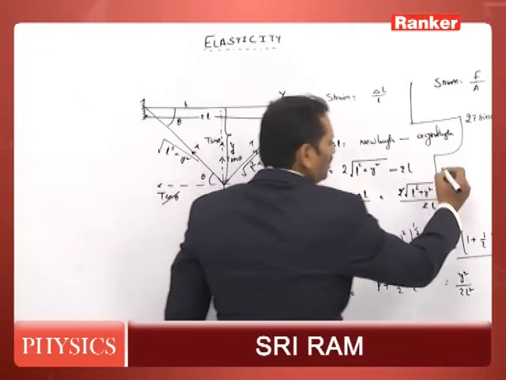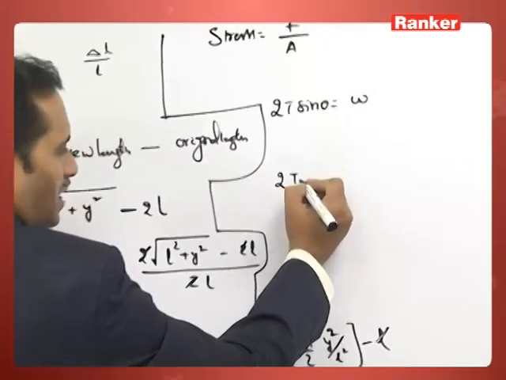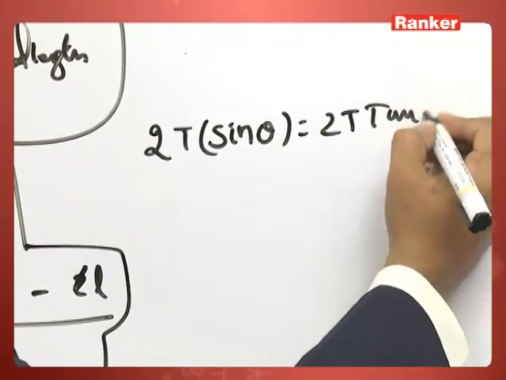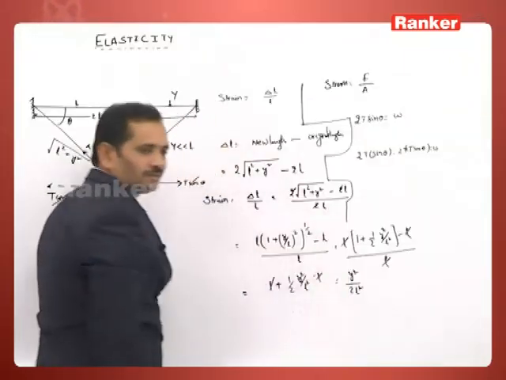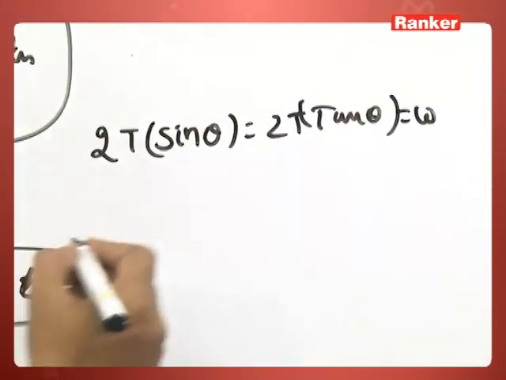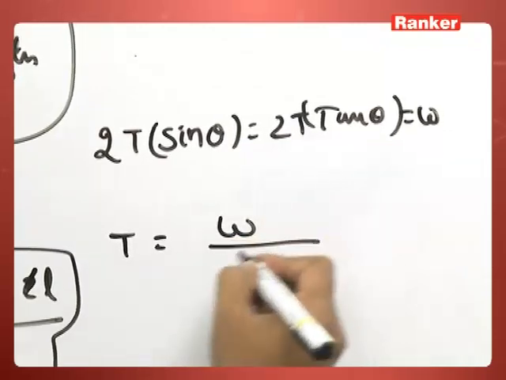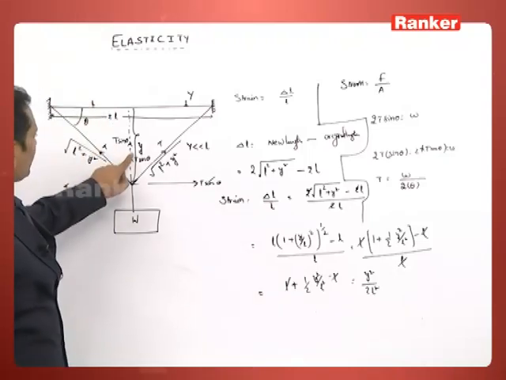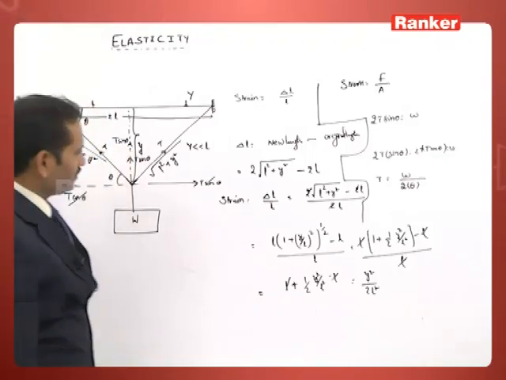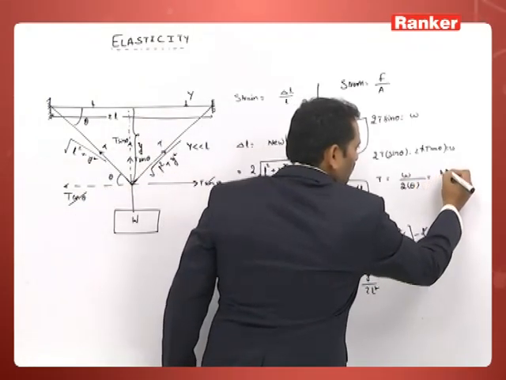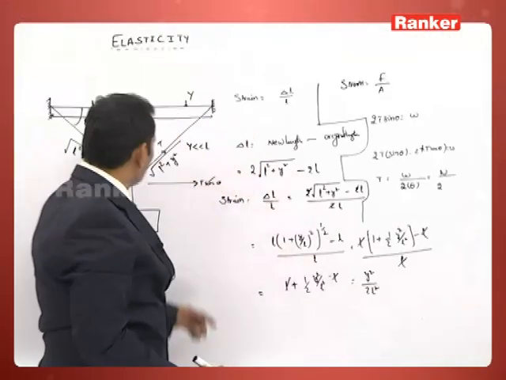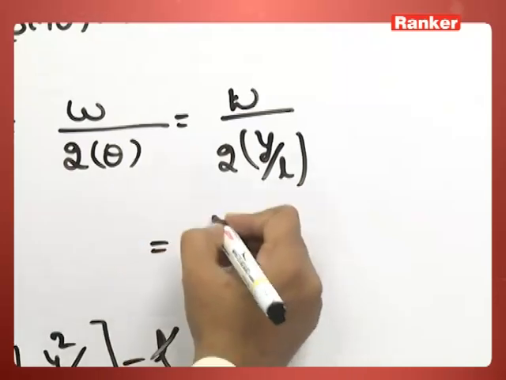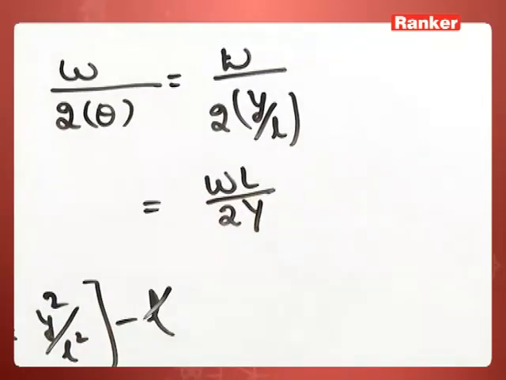When theta is small, sin theta can be written as tan theta. That is equal to W. T equals W by 2 into theta. Tan theta equals theta. From this, tan theta equals what? Y by L. That is W by 2 into y by L. So now WL by 2y is the tension.